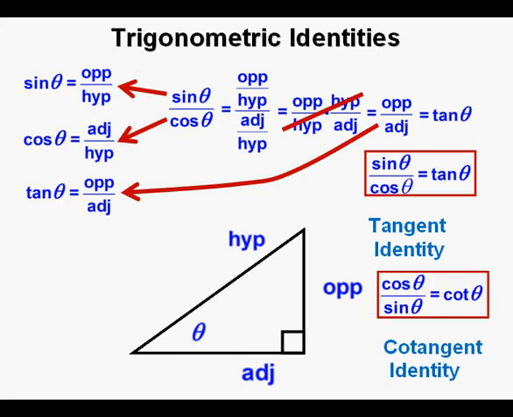And related to the tangent identity is the cotangent identity, and that is that cosine theta over sine theta equals the cotangent of theta.